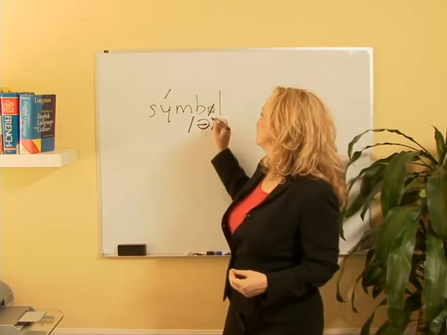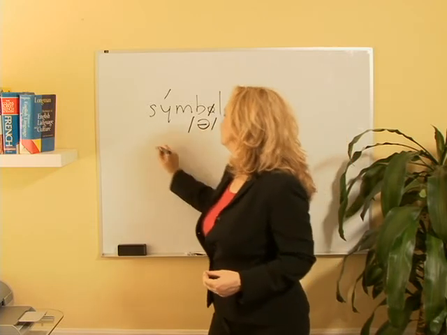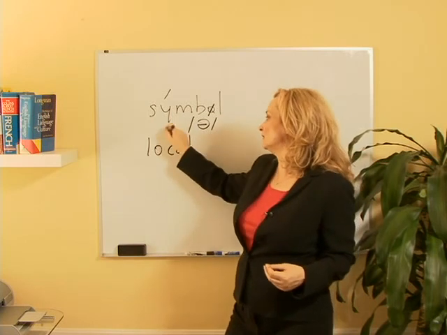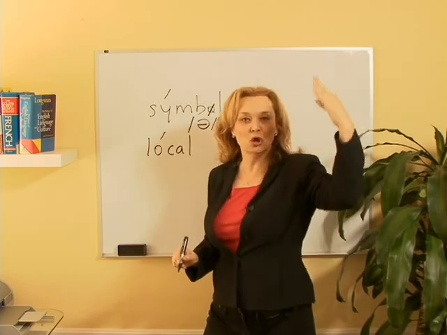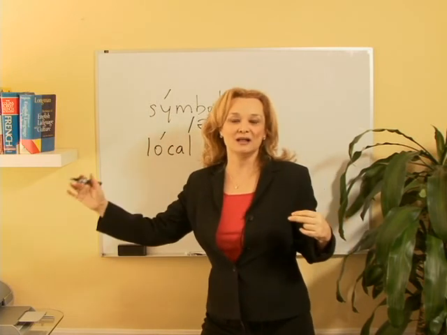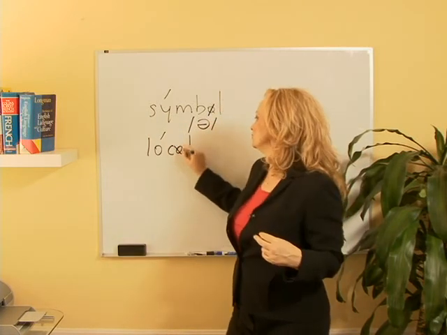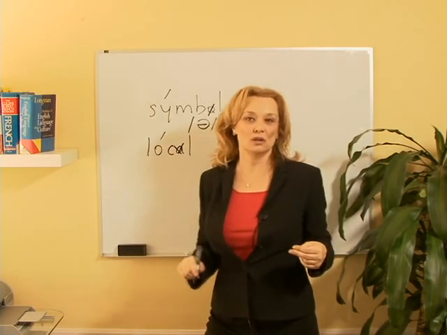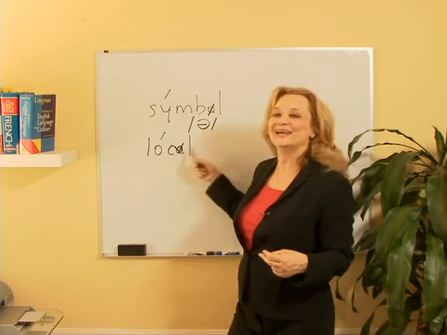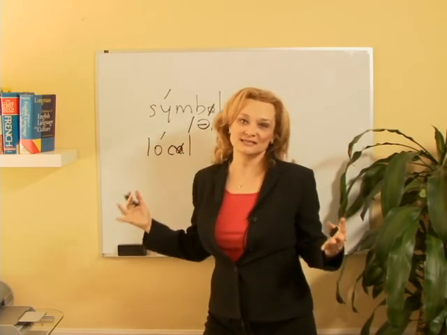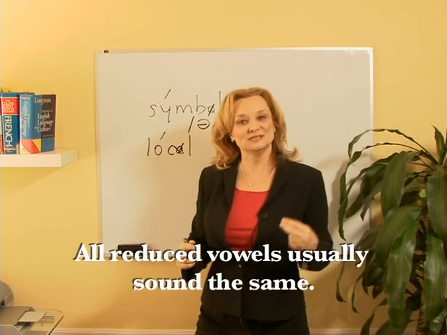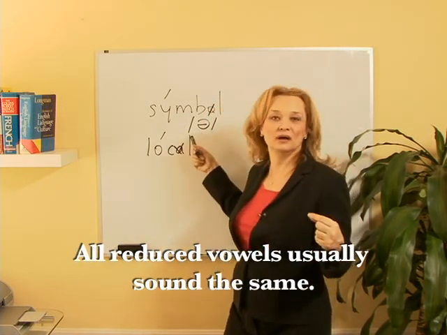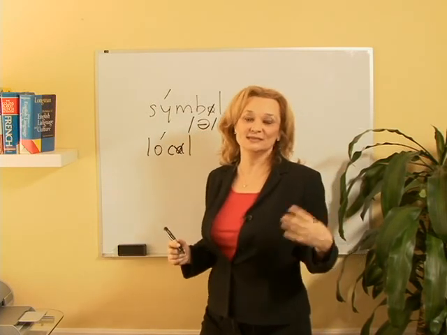Let's look at another ending with O. For example, we stress the first syllable here, local, but we don't say local. We reduce the second syllable and it becomes the uh sound, local, local. So you see OL and AL sound exactly the same because they're both reduced syllables. So any vowel can sound like uh when it's part of the reduced syllable.